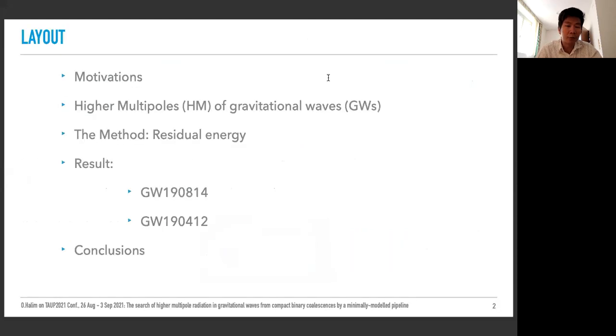And here is the layout of the presentation. I will show you the motivations behind this work, and then the higher multipoles of gravitational waves discussion. And the third will be the method of residual energy. And I will show the result of GW190814 and GW190412 reanalysis. And I will conclude everything in the end.